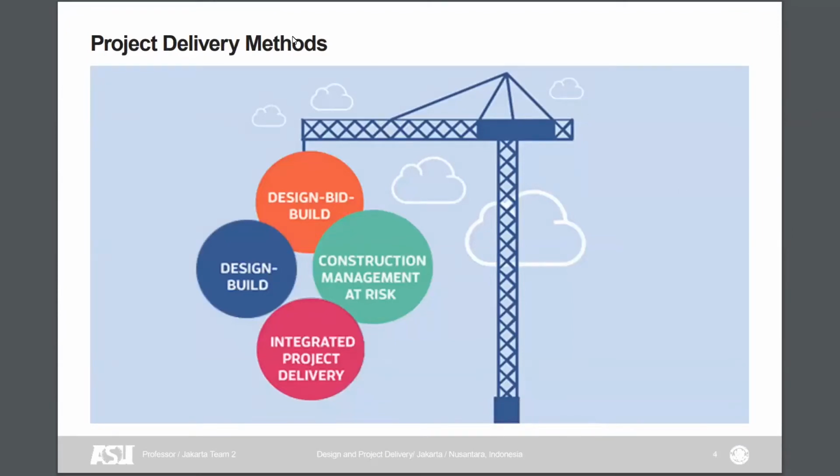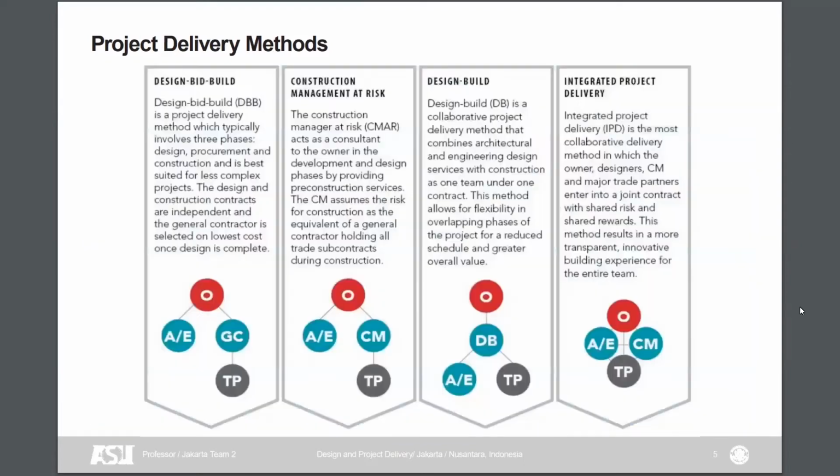Okay, next we looked at project delivery methods. The four that we looked at were design-bid-build, construction management at risk, design-build, and integrated project delivery. And then we're looking at each one a little closer. Design-bid-build is best for projects that aren't as complex, and they have three phases: design, procurement, and construction.